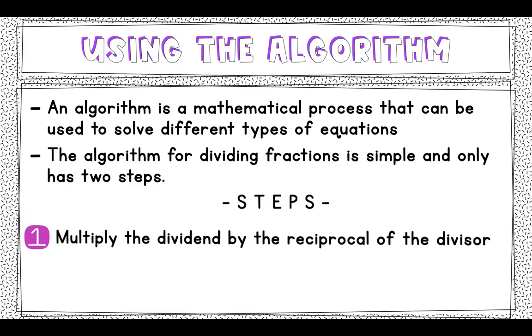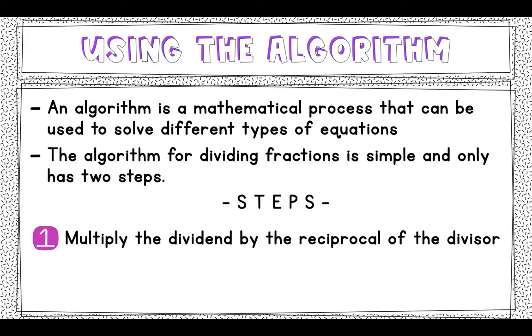Number 1 is you multiply the dividend by the reciprocal of the divisor. I'm going to read that one more time. The first step is you multiply the dividend by the reciprocal of the divisor. We'll talk more about what that looks like, but the second step is just to simplify. So really, the major thing you have to do in dividing fractions is multiply the dividend by the reciprocal of the divisor. Now, that's a lot of academic language, so let's break it down.